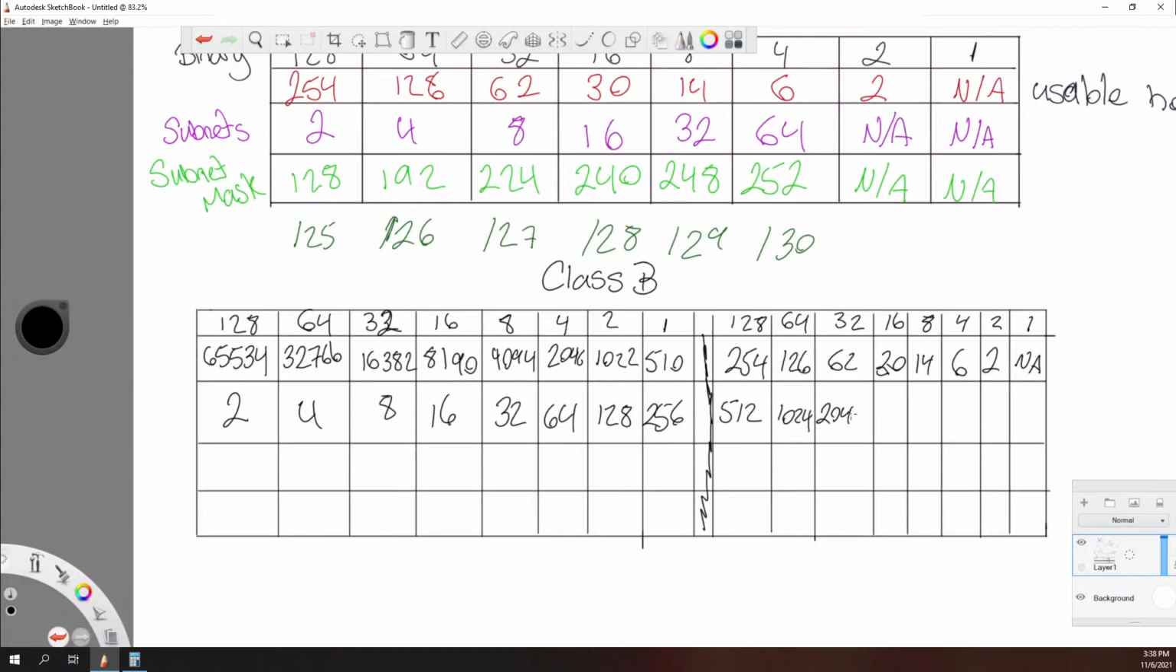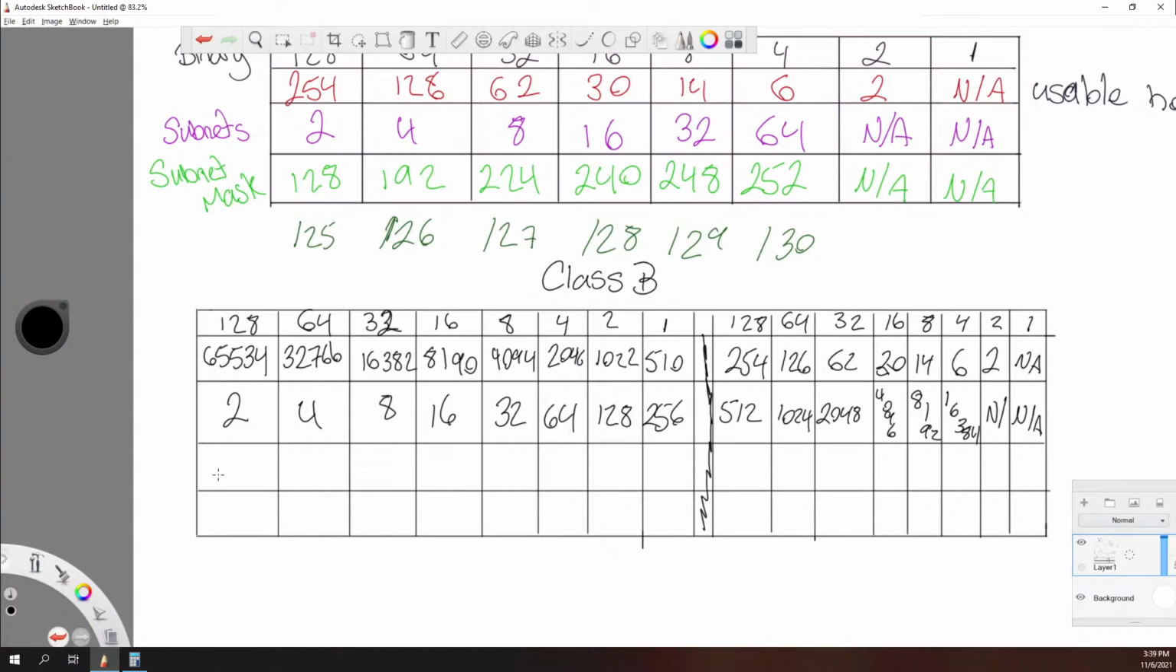1024 and 2048, and this is going to become interesting. We got 4096, 8192 and then 16384. And then same thing as before, we can't take these last 2, so NA, perfect. And then next up, obviously, we have our subnet mask.